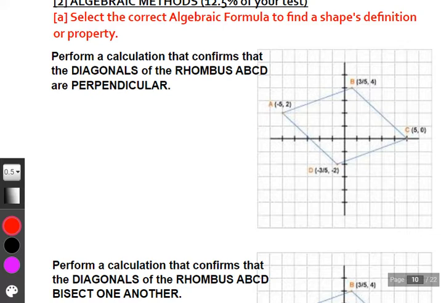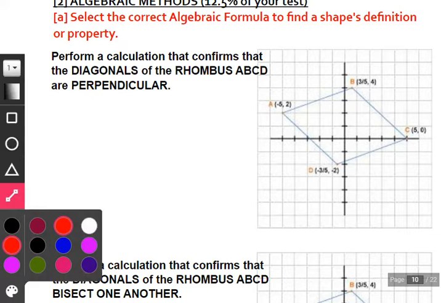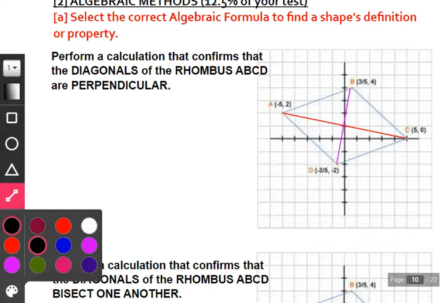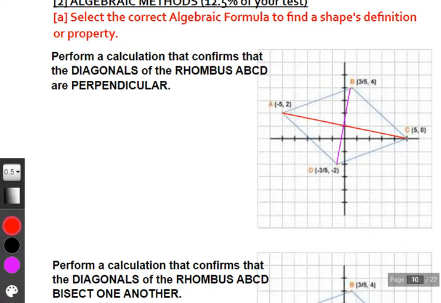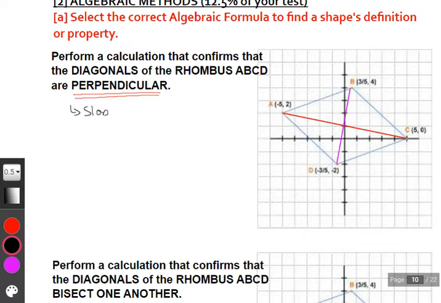Well, let's first draw on the diagonals. Per the last page, the diagonals here just go across the shape. So here we have the red diagonal, and we can draw in this one too. Now we want to confirm that the diagonals are perpendicular. Even though we are dealing with something weird like diagonals, perpendicular shouldn't be weird to us whatsoever. If we're going to calculate perpendicular, that means we're calculating slopes, and moreover, the slopes have to be opposite reciprocals.